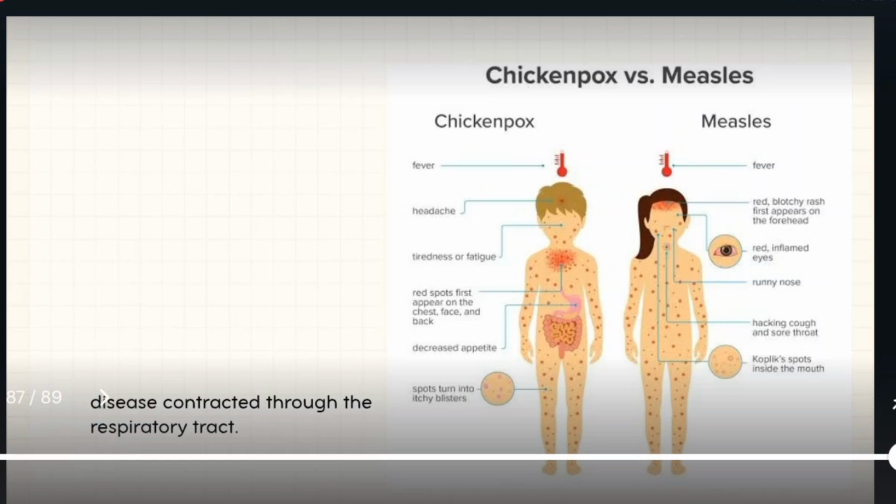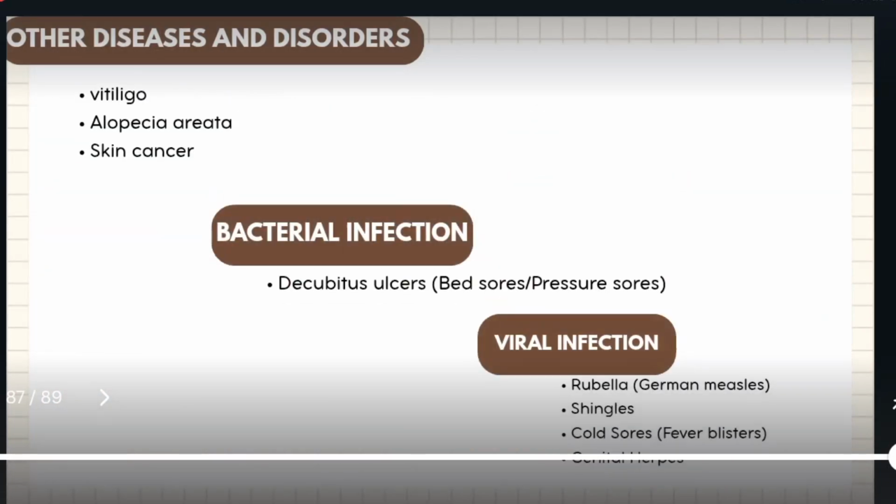So these are the other diseases and disorders. We have vitiligo. It is a skin condition where patches of skin lose their color. Second one is alopecia areata. It is an illness where the body attacks its own hair roots, causing hair to fall out in small round patches. It can happen on the scalp, eyebrows, or anywhere that hair grows. Third one is skin cancer. It is a dangerous growth in the skin caused by too much sun or other harmful things. It can look like a new spot, sore, or mole that changes over time.